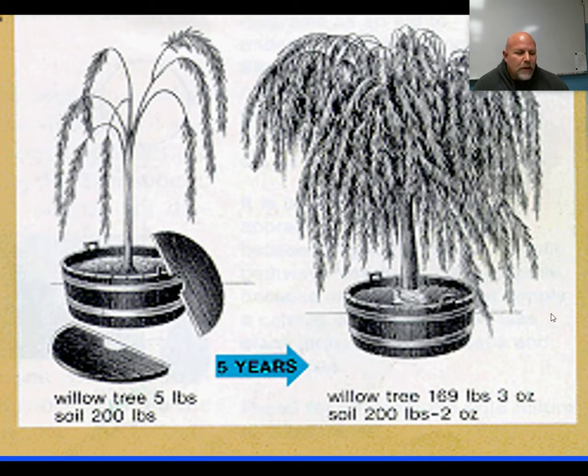After 5 years, they opened up the barrel, pulled the tree out, bare rooted it so all the dirt was off the roots, and weighed the tree. The tree weighed 169 pounds. Well, it started off as 5 pounds, so it gained almost 165 pounds. The soil lost 2 ounces.